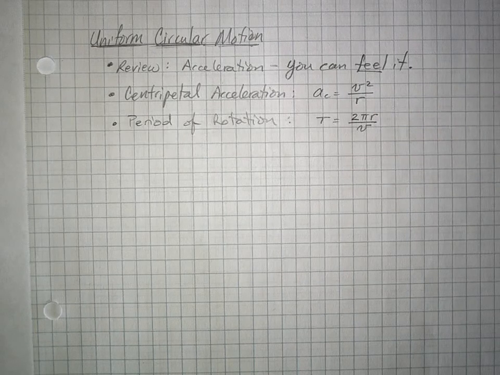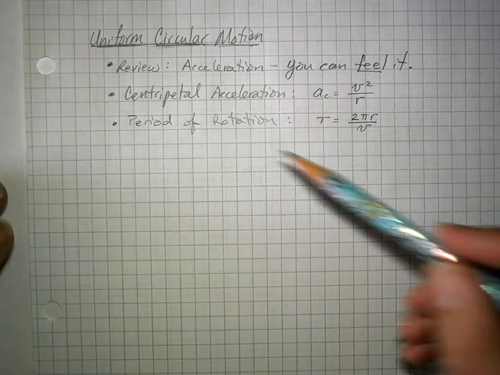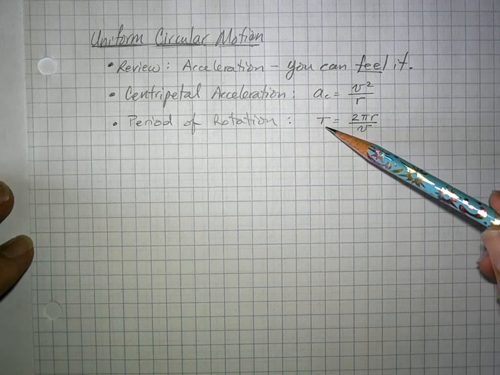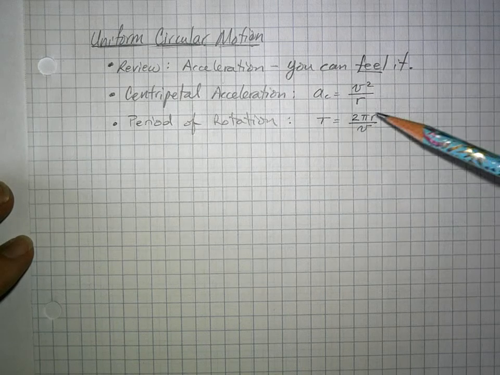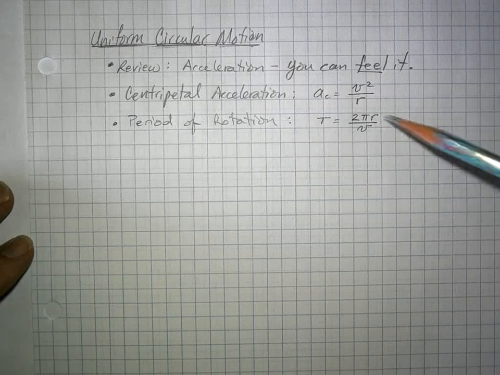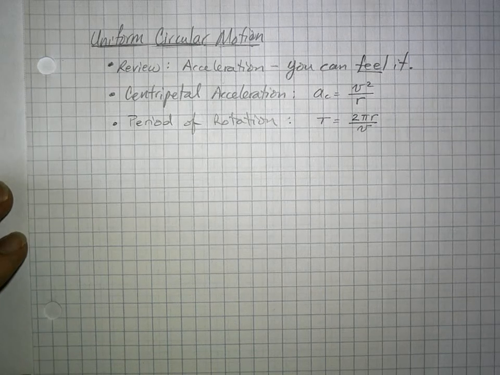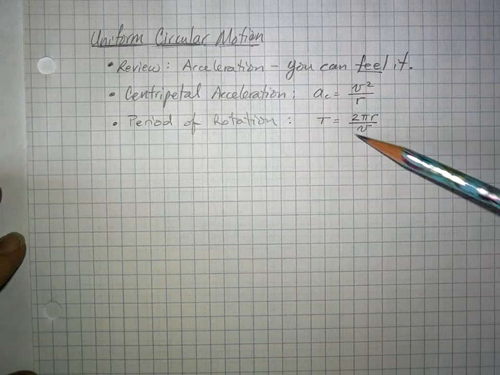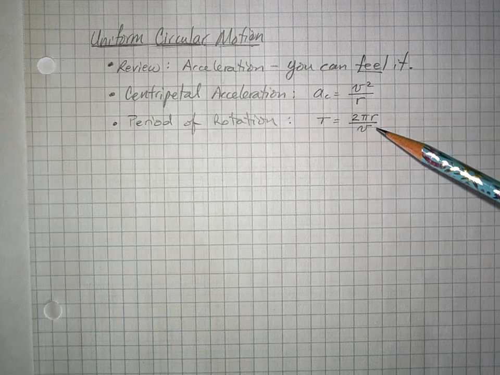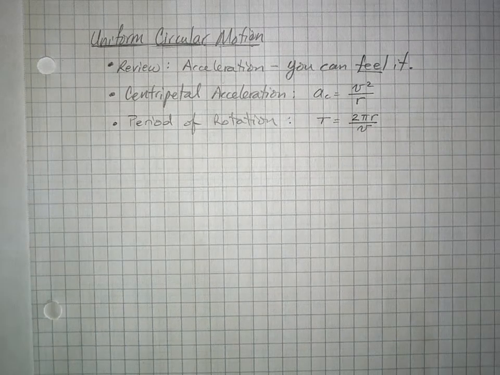And then finally, we'll talk about the period of rotation. That's the time it takes to go around in a circle one time. The time to go around one time is called the period. And we'll show that it's 2 pi r, r being the radius, divided by our speed. And this is the speed, really. It's the magnitude of our instantaneous velocity as we go around that circle. All right, so let's get started.